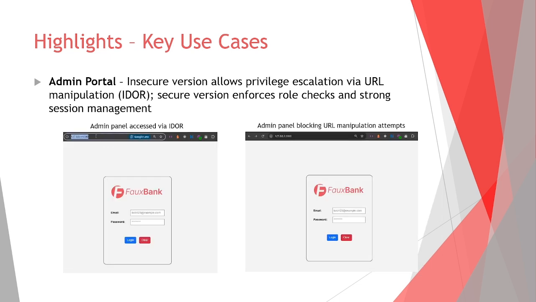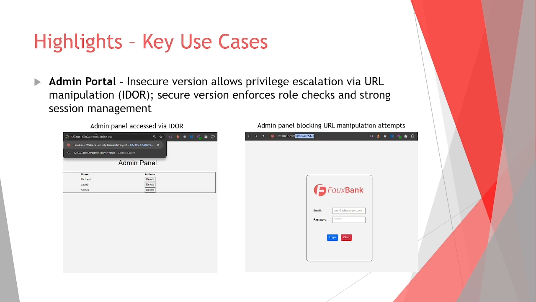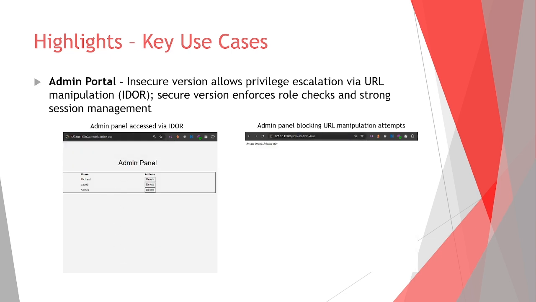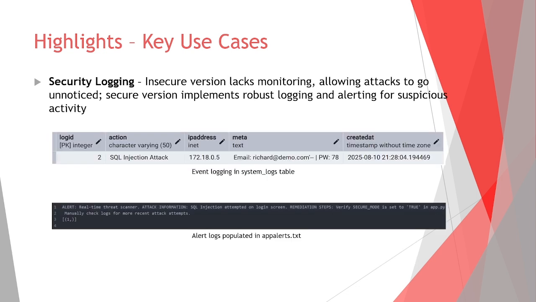Third is the admin portal. The insecure version enables privilege escalation via URL manipulation, whereas the secure version enforces role checks and strong session management. And lastly, security logging. The insecure version lacks monitoring, allowing attacks to go unnoticed, whereas the secure version implements robust logging and alerting for suspicious activity. By pairing insecure and secure versions, FauxBank lets us see exactly how attacks work and how to stop them.